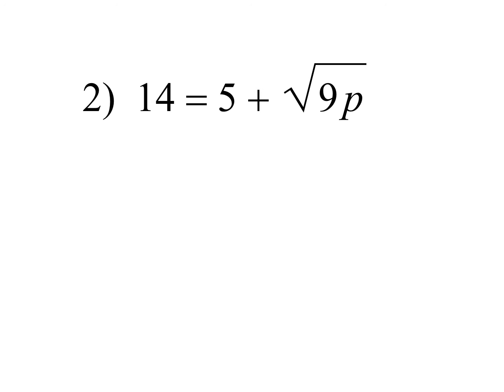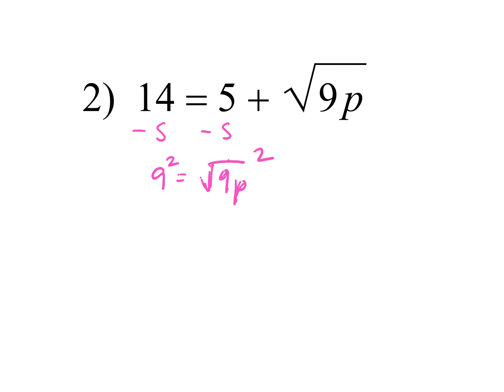So what should we do? Subtract 5. What's 14 minus 5? 9. So 9 equals square root of 9p. How do we get rid of that square root on the 9p? Nope. We've got to square it. We do the opposite of whatever it is. So get rid of the square root by squaring it.